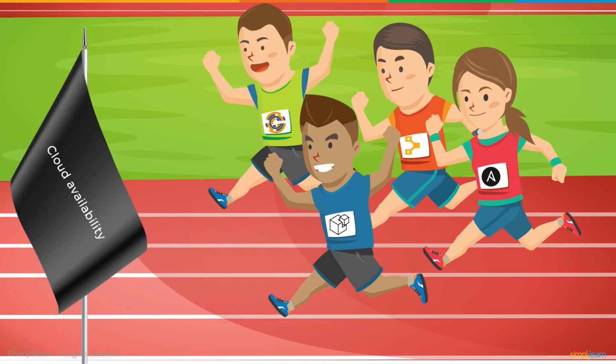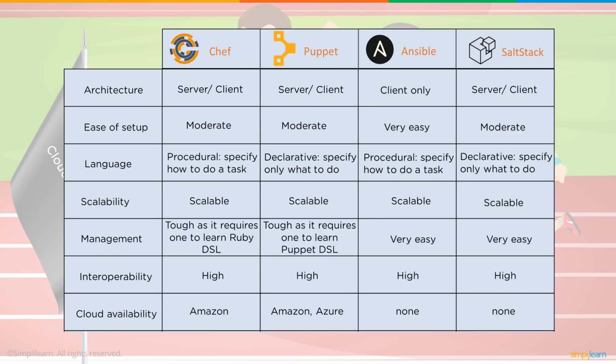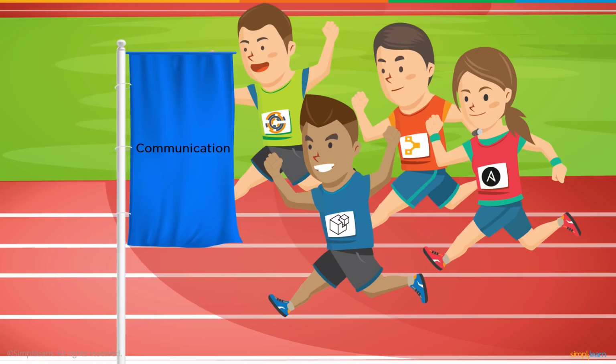Now, let's talk about cloud availability. This is increasingly becoming more important for organizations as they move rapidly onto cloud services. Well, both Ansible and Saltstack have a big fail here. Neither of them are available in the most popular cloud environments. And Puppet and Chef are actually available in both Amazon and Azure. We just haven't had a chance to update our Chef link here, but Chef is now available on Azure as well as Amazon. So what does communication look like with all of our 4 tools?